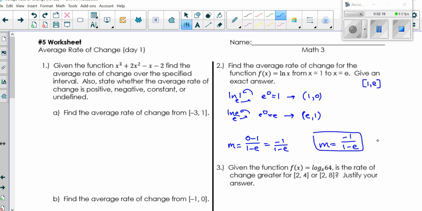I could factor a negative 1 out, and that would leave me with 1 like this. But I don't really need to factor that out. It's not really factoring out, it's just moving it to the front. Either one is fine.